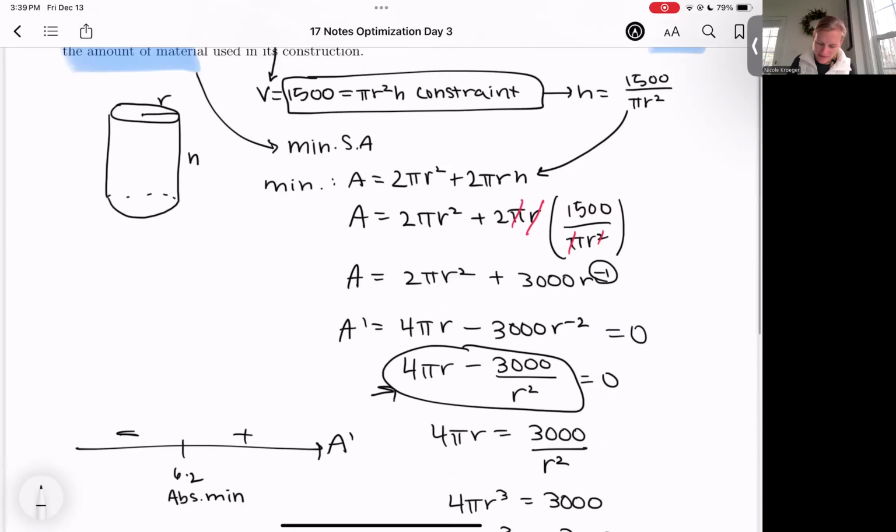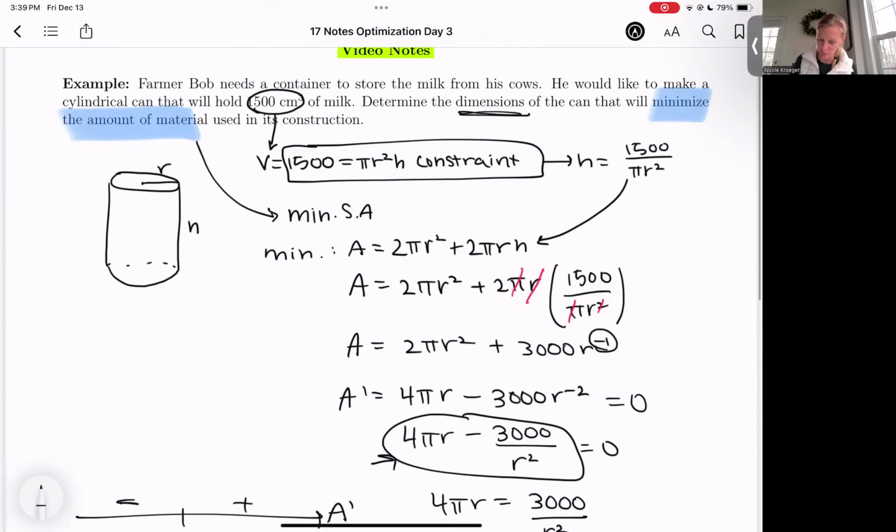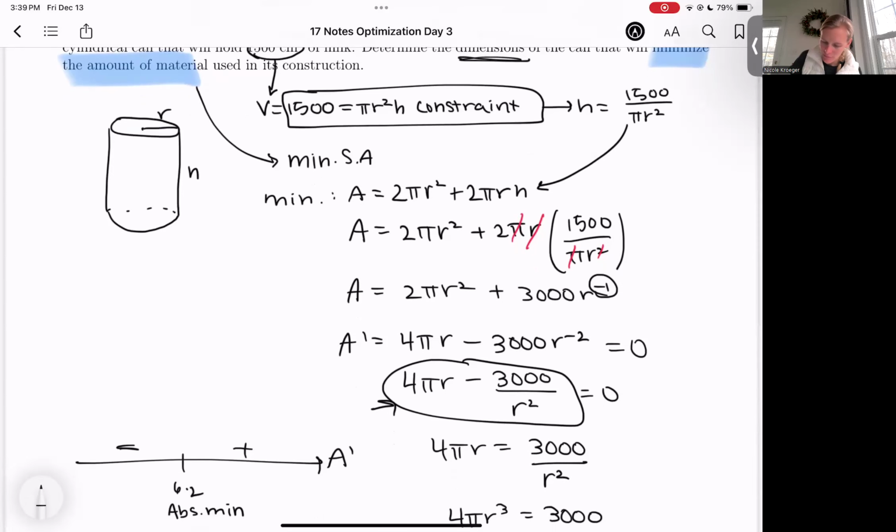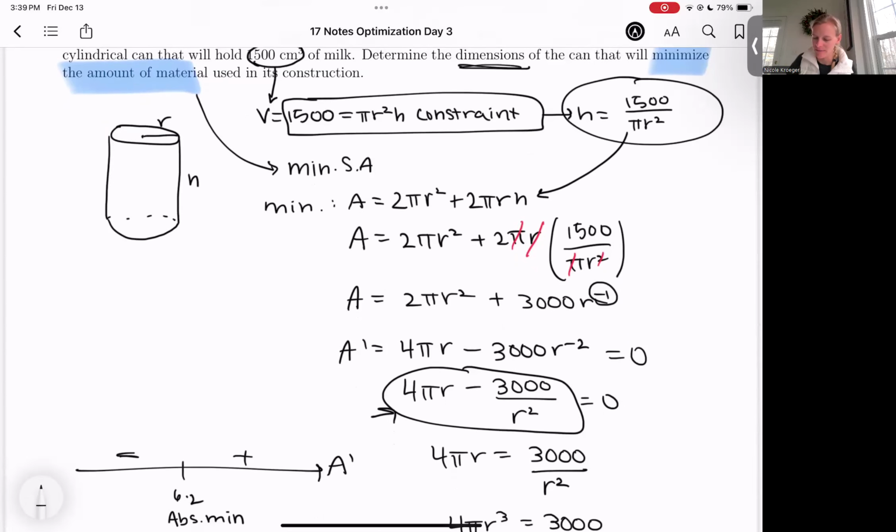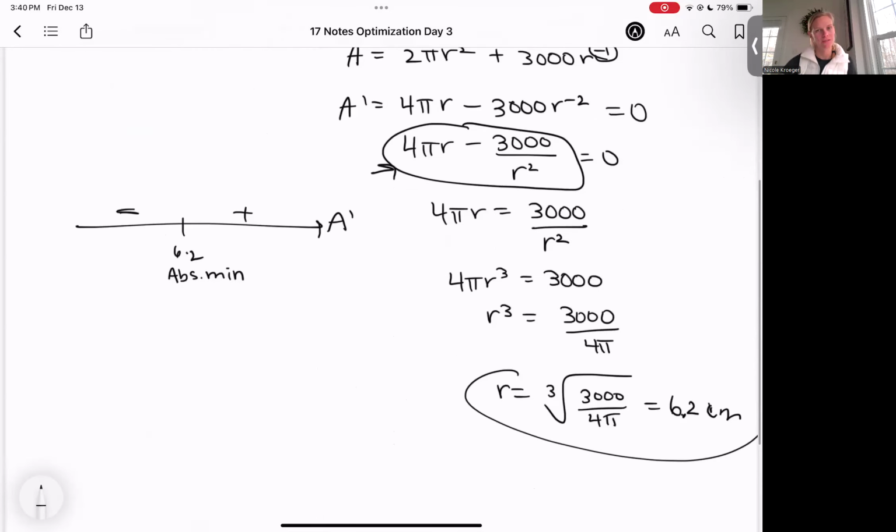And let's see, the problem asked me for the dimensions, so I also need to report what the height is going to be. We have a formula that relates the height and the radius, so the height will be 1500 over pi times 6.2 squared. And that ends up giving us 12.42 centimeters for the height. So 12.42 for the height and 6.2 centimeters for the radius are the dimensions here.